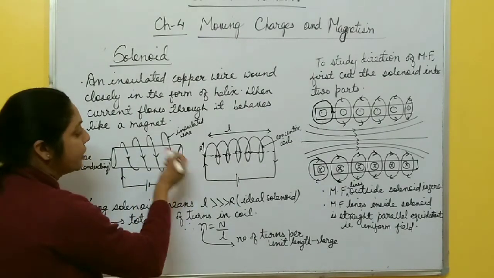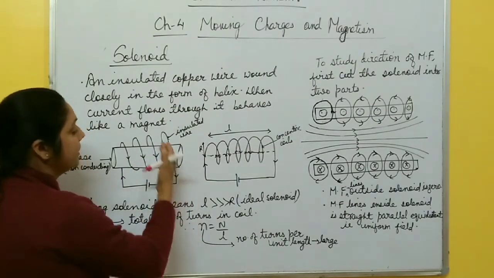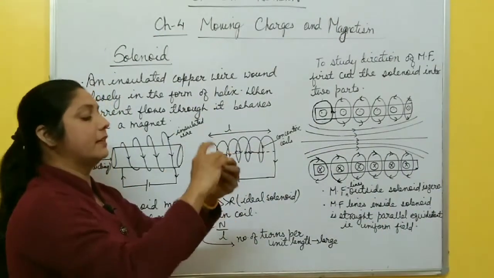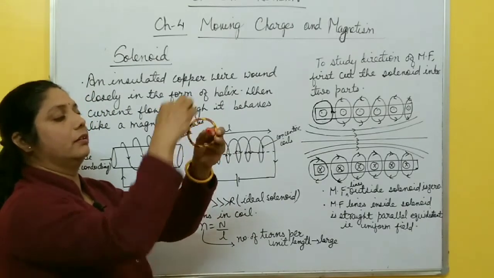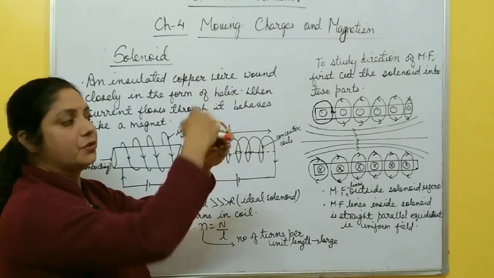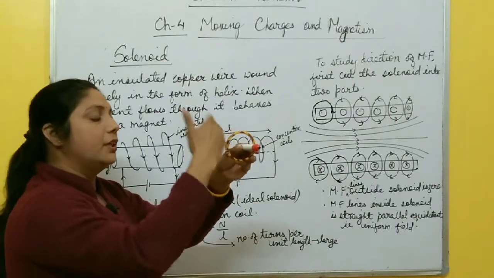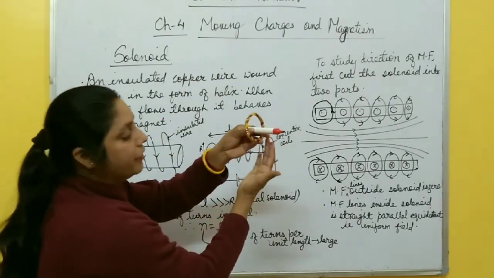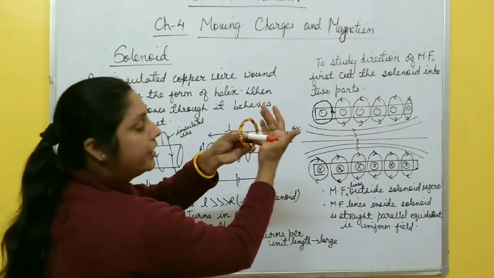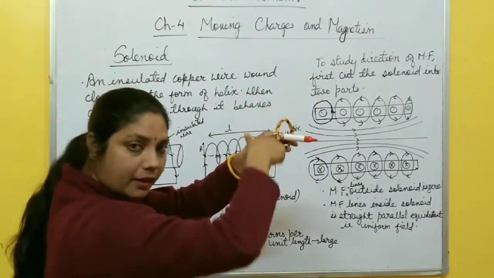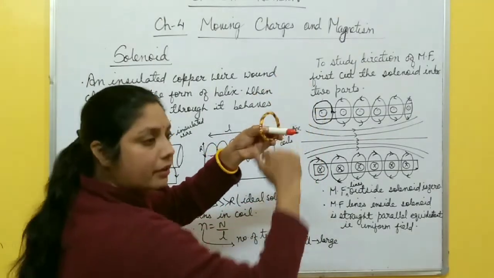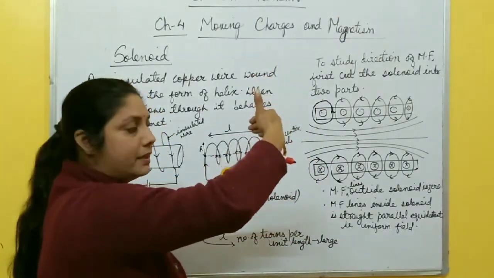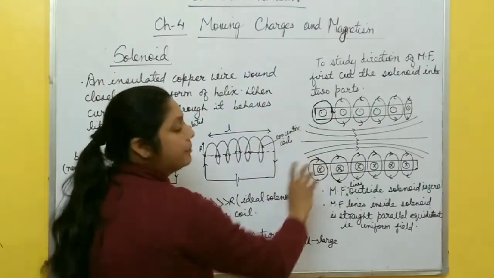To determine the direction of the magnetic field, you cut this solenoid into two parts. Suppose this is a base and this one is the solenoid. A large number of insulated copper wires are wound over it. You cut this solenoid into two parts. You observe that in one part current is going in the upward direction, in another part current is coming in the downward direction. Again upward, again downward, again upward, again downward. Now this is the two-dimensional figure.